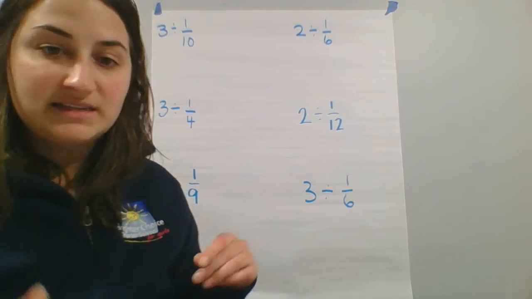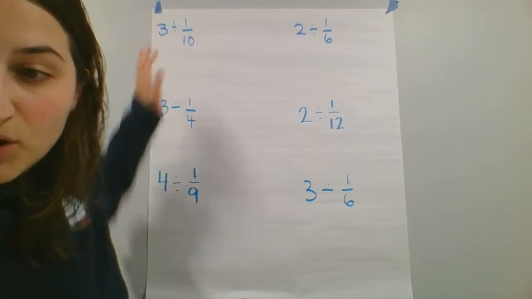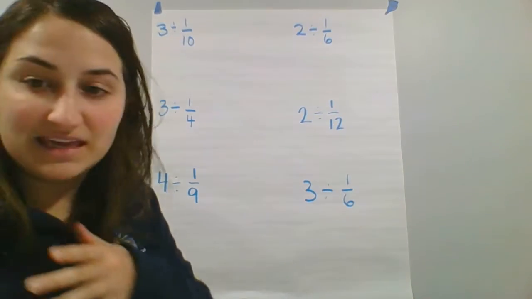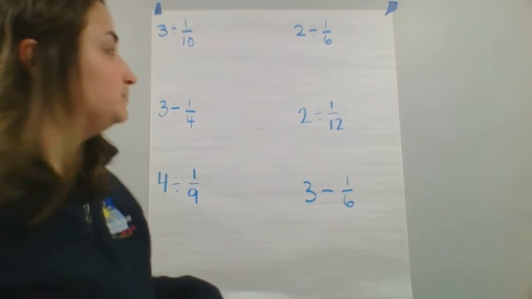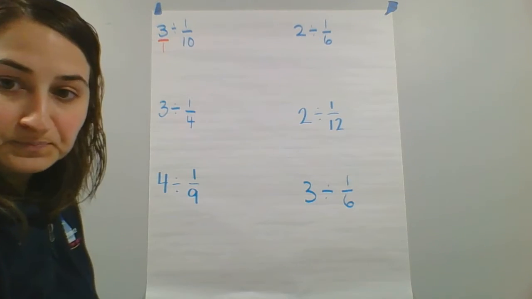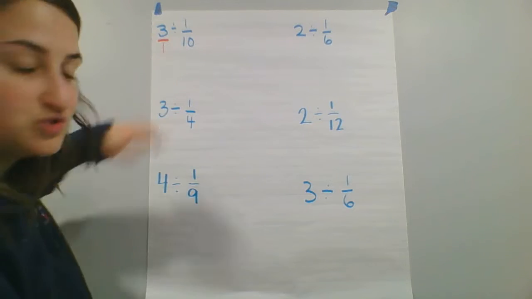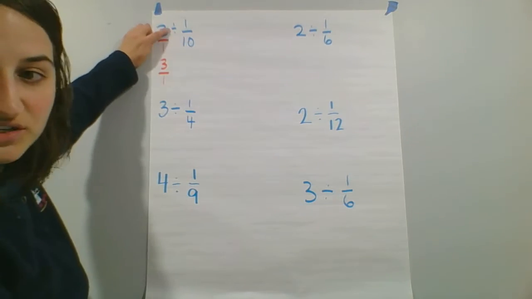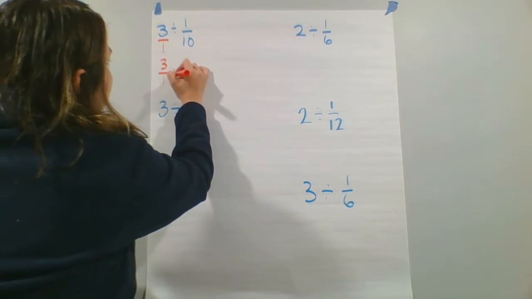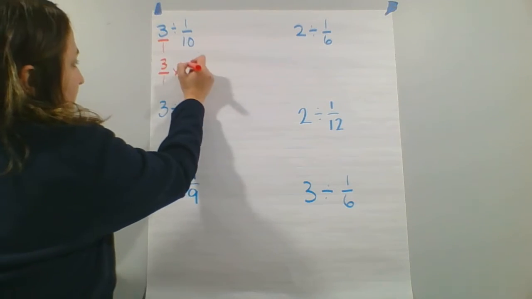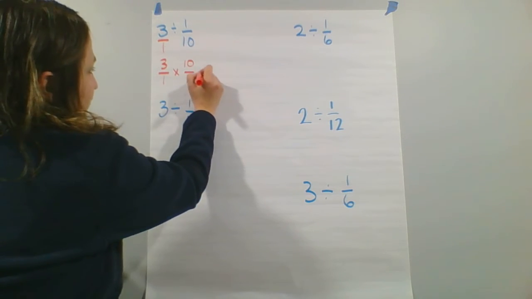So remember, anytime that we have a whole number, you want to make sure that you put that whole number over the digit 1 because that keeps the value of that digit the same. So first thing we want to do is put our 3 over 1, and then we're going to do our keep, change, flip strategy. So keeping 3 over 1, changing division to multiplication, and then taking 1/10 and flipping that to make it 10 over 1.